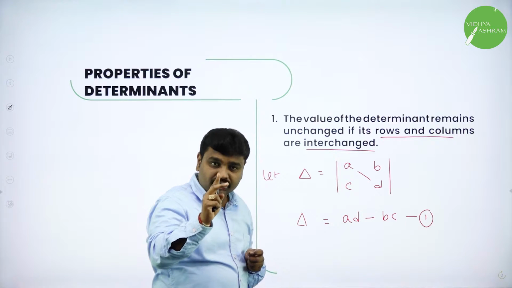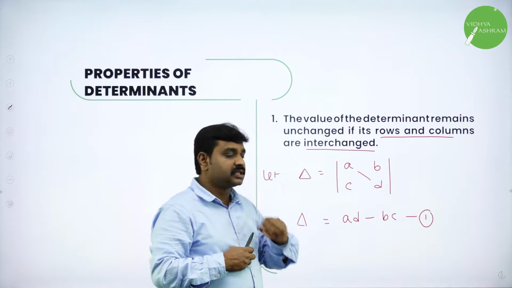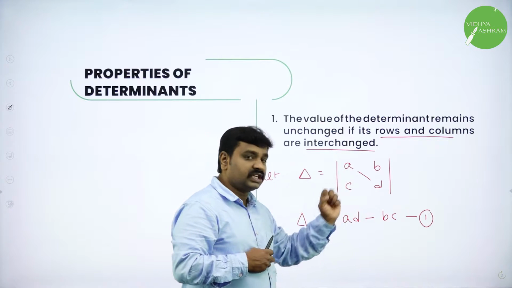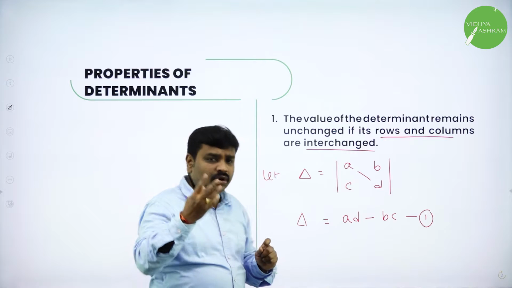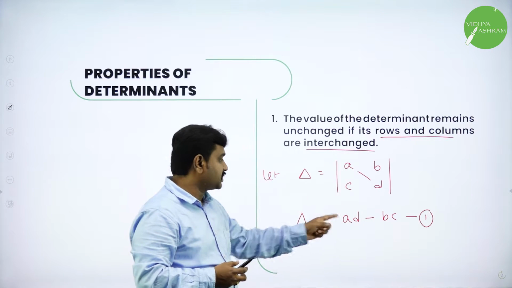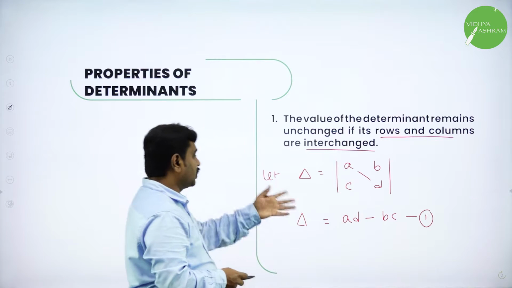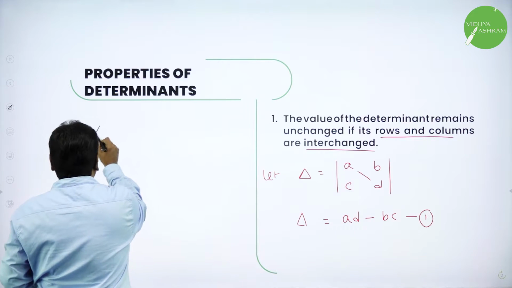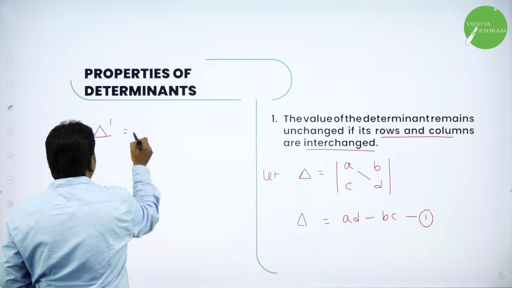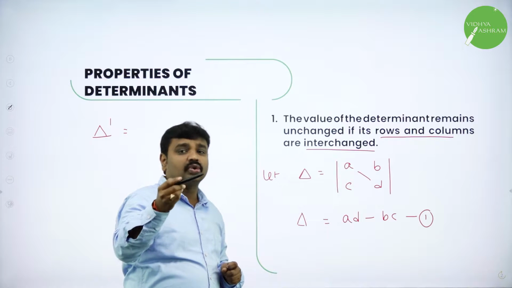So I took a 2 cross 2 determinant. 2 cross 2 determinant means 2 rows, 2 columns. First row AB, second row CD, and I have expanded. All of you know how to expand. First multiply principal diagonal A into D minus second diagonal C into B, BC or CB. We got this. Then we will take delta dash. Delta dash means the determinant obtained by interchanging rows and columns.